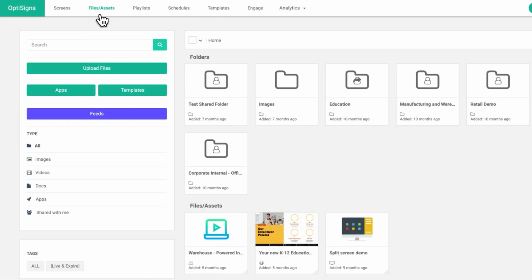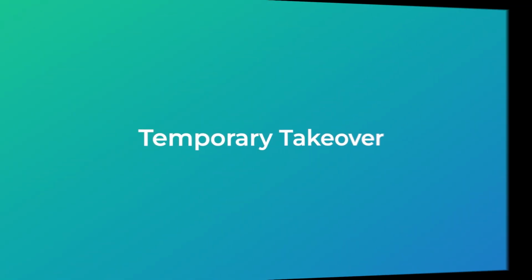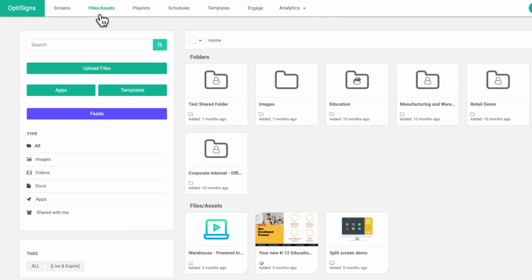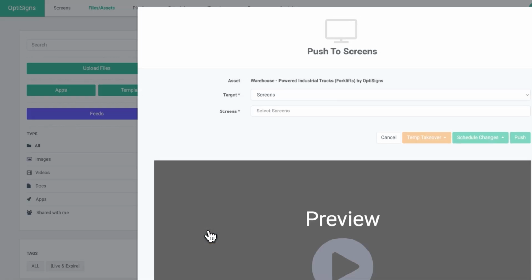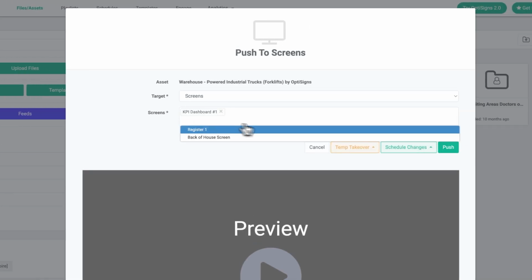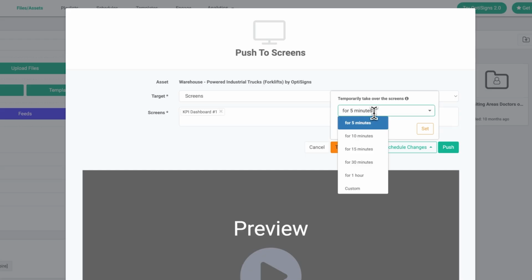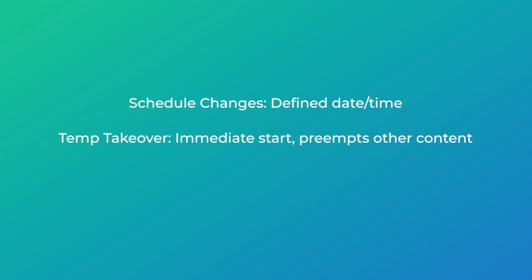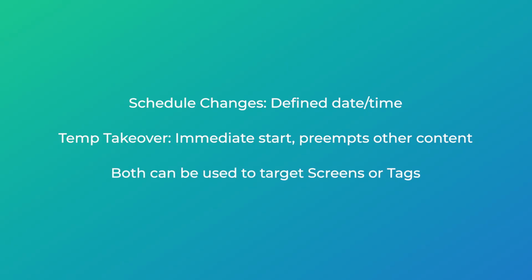I'll go back to my assets and create another type of content schedule, a temporary takeover. A temporary takeover is when you want a content to start immediately and preempt any other content for a limited time. We'll select an asset, click the three dots, and push to screen. You can choose between the selected durations or a custom time. In summary, schedule changes for a defined date and time schedule, temp takeover for an immediate start for a limited time period. Both scheduling options work with targeting screens and tags.